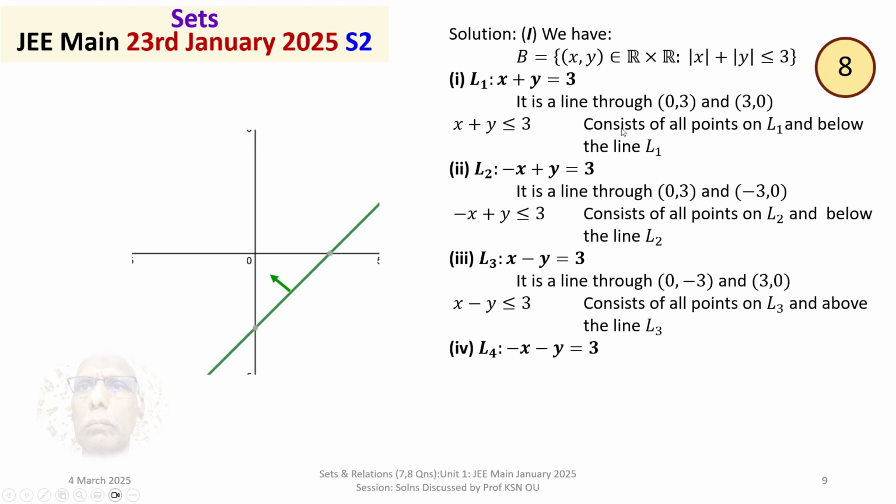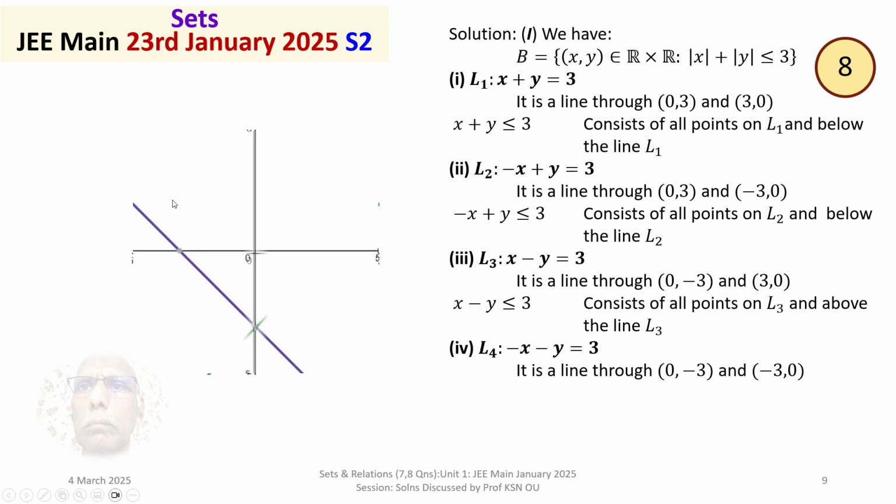Similarly, fourth case, x is negative, y is negative. L4 is minus x minus y is equal to 3. It is a line through (0, minus 3) and (minus 3, 0). So this is the line, and these are the points. And consider the inequality. Minus x minus y less than or equal to 3 consists of all points on L4 and above the line L4.